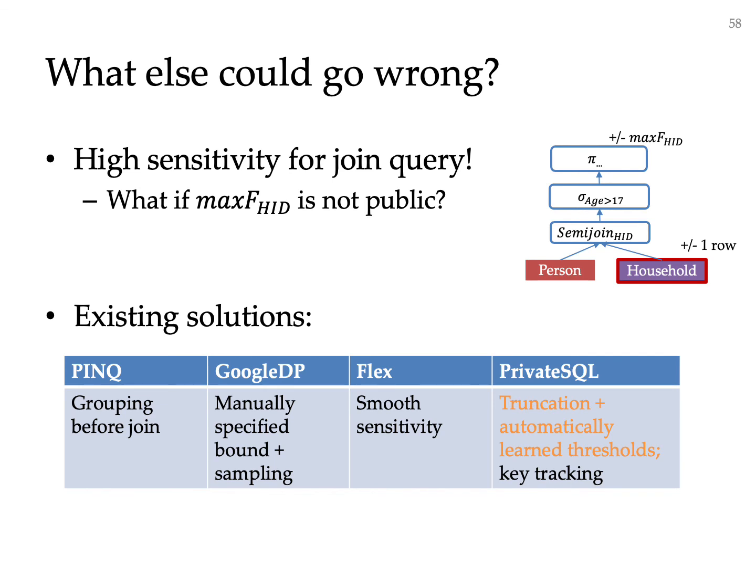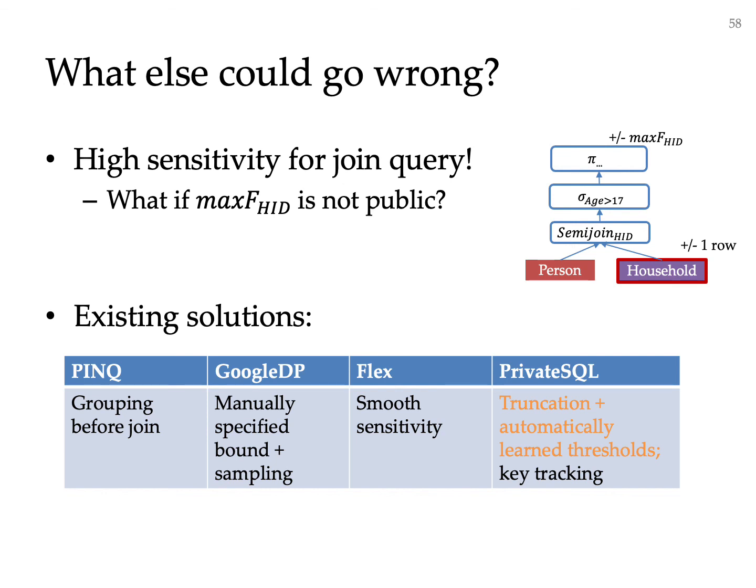So what else could go wrong here with the multi-relational database? What if the sensitivity of the join query is extremely high? And what if the maximum join multiplicity is not public? Fortunately, there are some existing solutions for this.